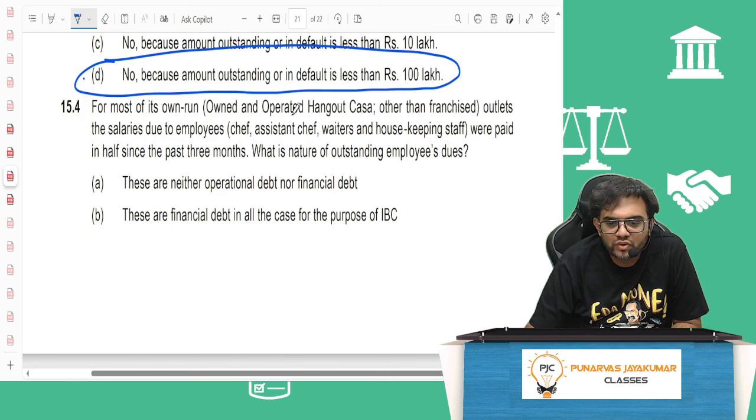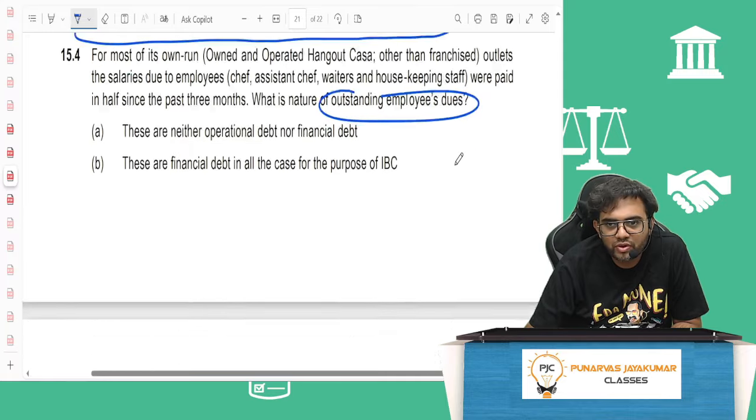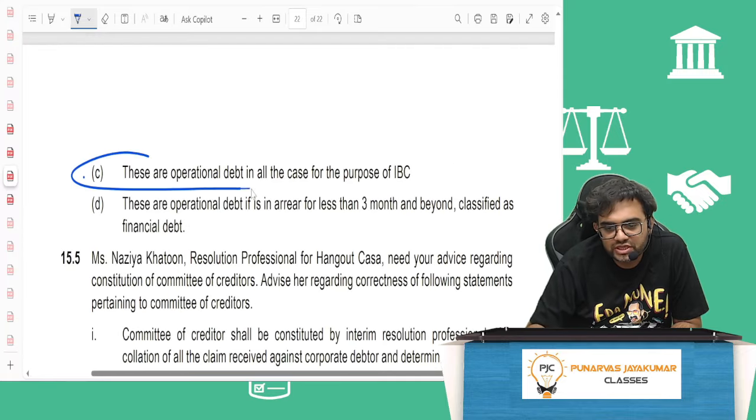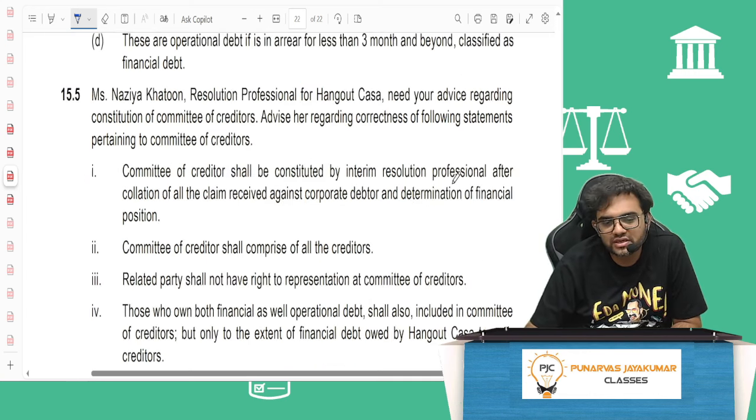For most of the own and operate hangout cars, other than franchise outlets, the salaries, half salary were paid. What is the nature of outstanding employee dues? Definitely employee dues are considered operational debt, because operational debt includes employees, any amount to the government, like GST, etc. That will be covered. Very direct, easy questions. Last question.